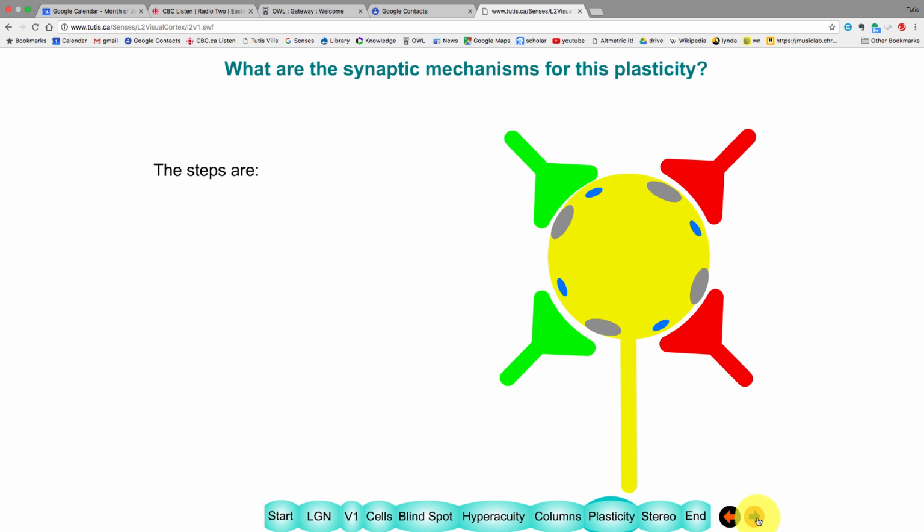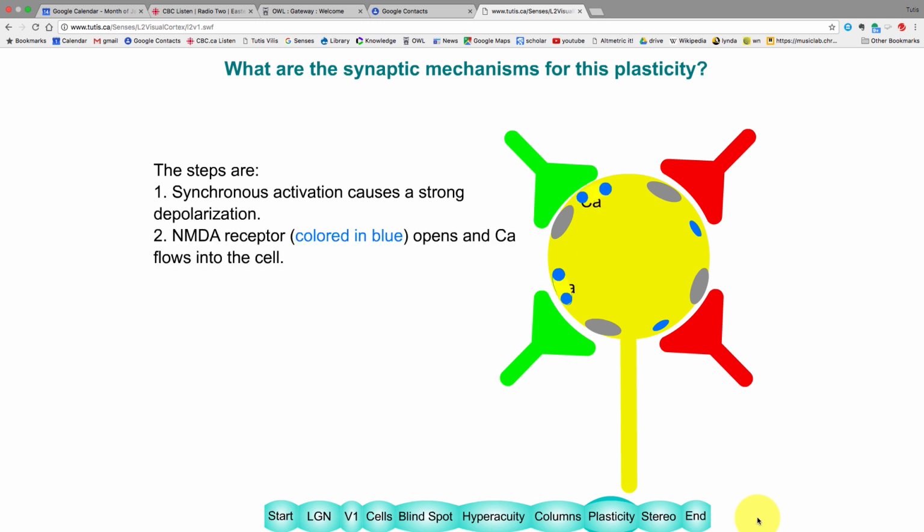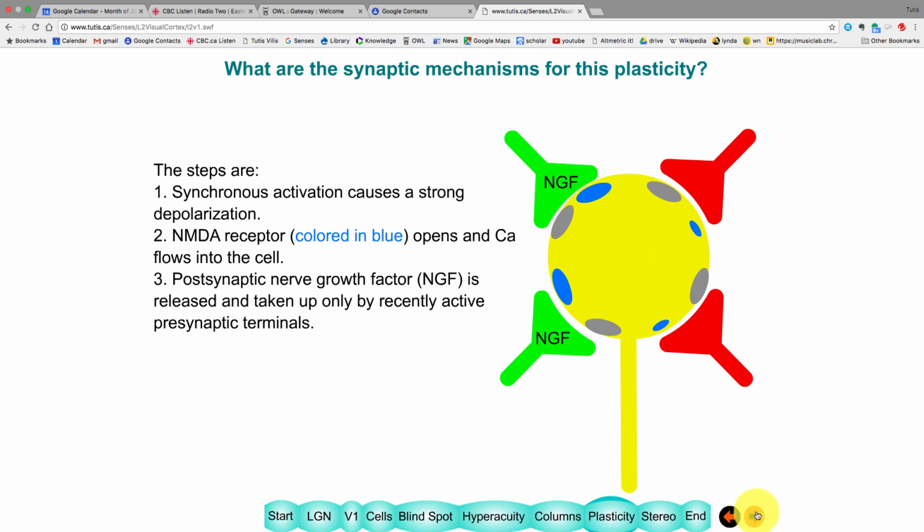So what are the steps? First of all, you have a synchronous input. So the cell depolarizes because these two, the green ones, fired. That strong depolarization opens up the channels, just on these guys, because they're the ones that fired, and they inject calcium into the cell. That in turn causes the release of NGF, a nerve growth factor. And that NGF just hits the cells whose channels were opened. Okay?